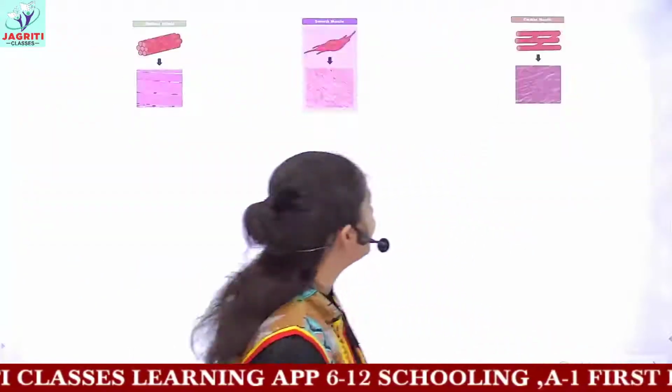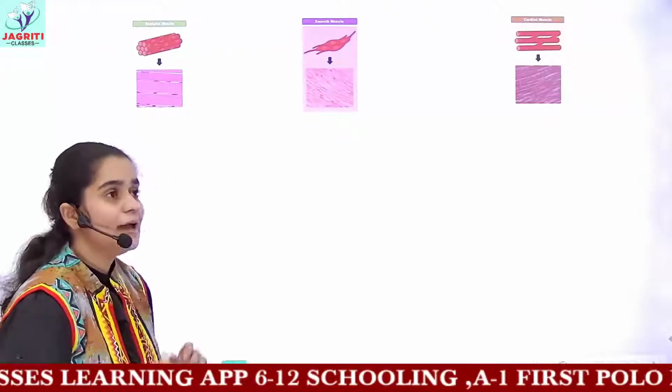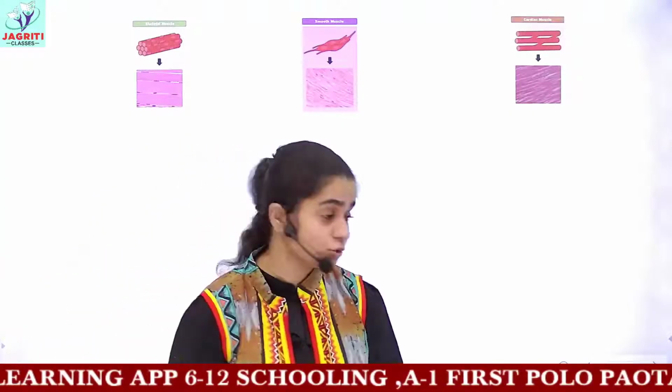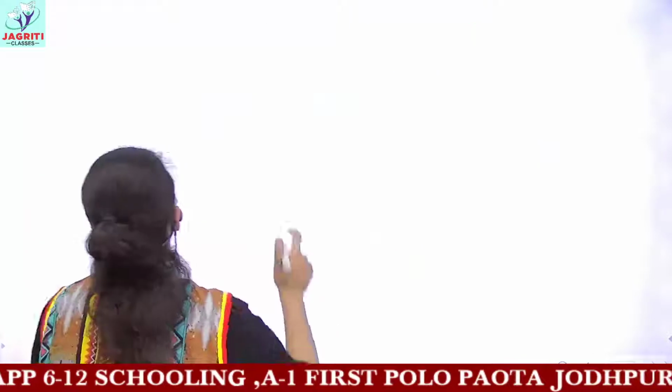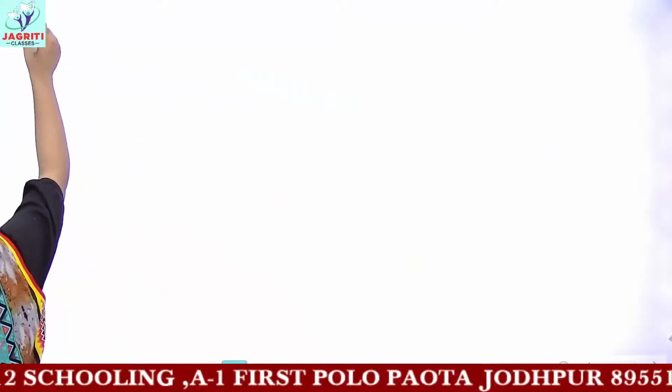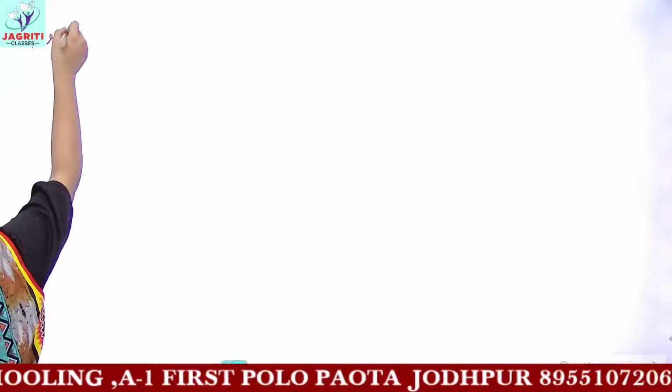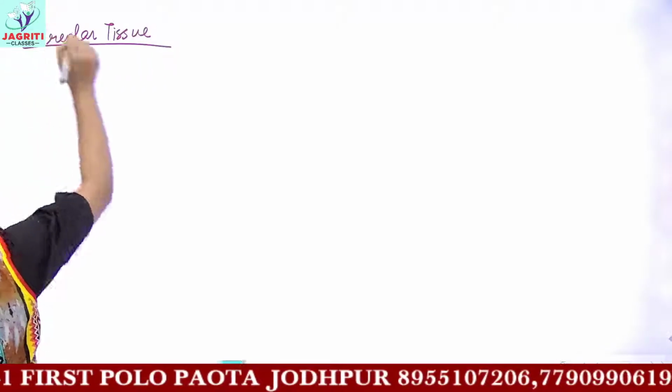Now moving to the next one. Now we have completed the connective tissue. Before this, we have two more kinds of connective tissue, that is areolar tissue. So this is again a kind of connective tissue found in animals.